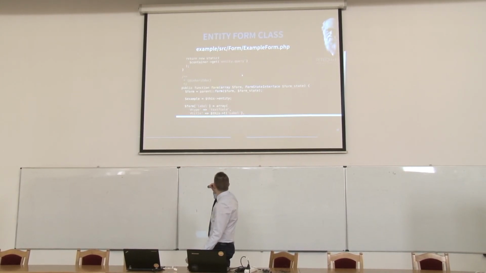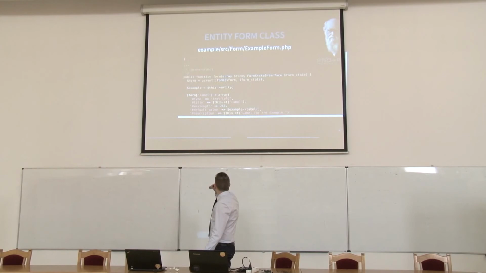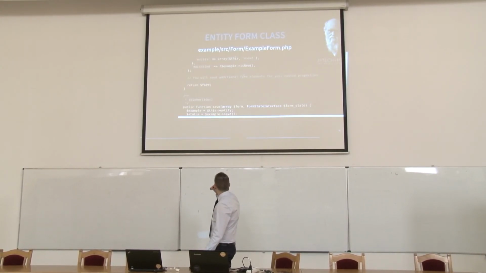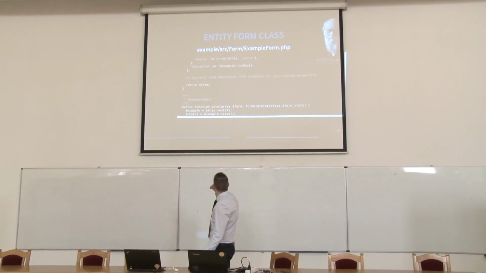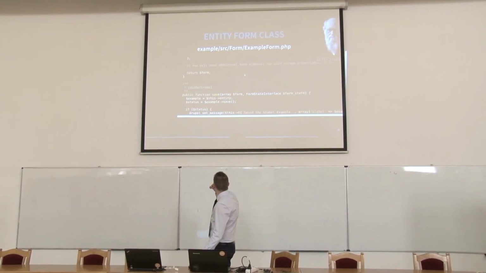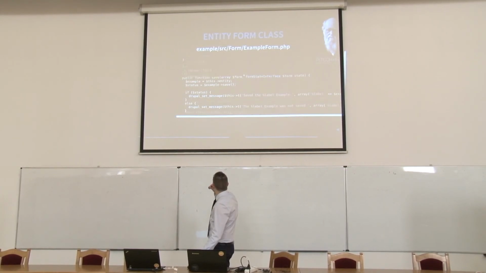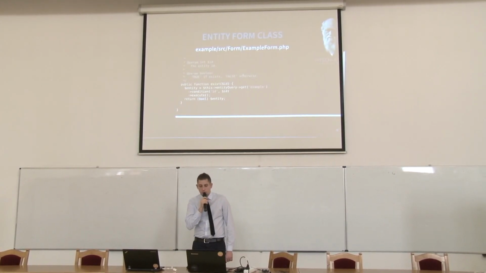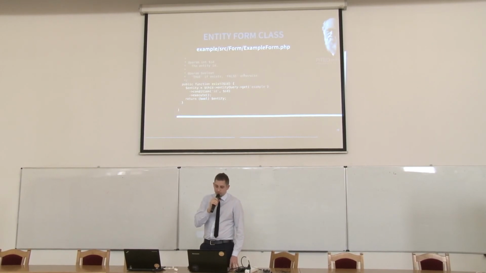Then we have the form, where we specify how the form will be viewed. We have here the label, the ID. You can set other things here if you have other properties. We have the save method, and you have a method that only checks if our entity already exists. It will check for the entity ID.